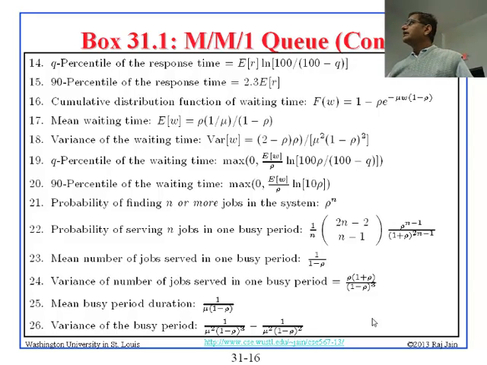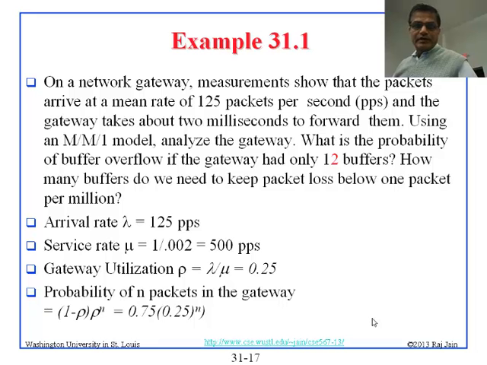So the probability of n jobs in one busy period, people have derived that, and the mean number of jobs served in one busy period, and so on and so forth. So there are lots of formulas. I don't expect you to remember any of those, except you do have to remember rho is equal to lambda upon mu, because that is just ingrained in the brain. Rho is equal to lambda upon mu. But if I have to look up the probability of n jobs, then I have to go to that box.